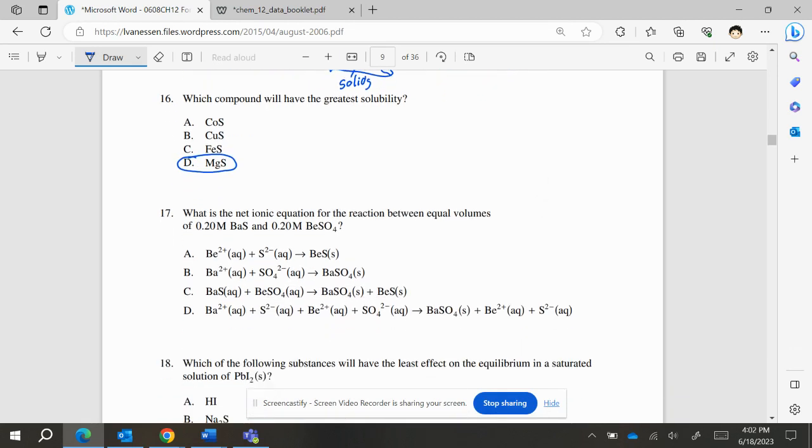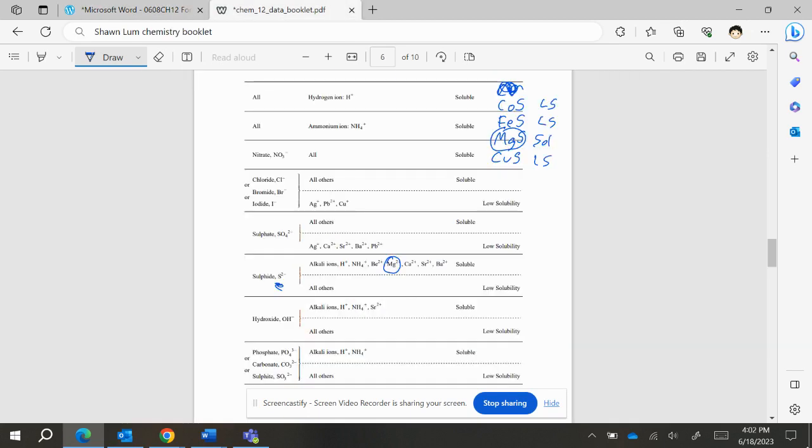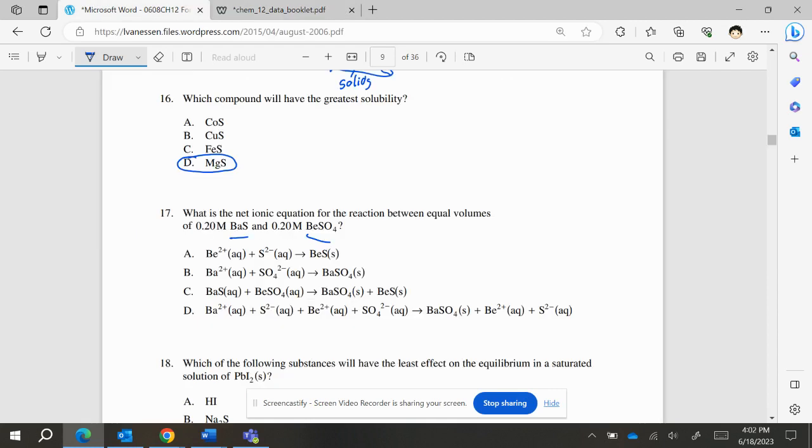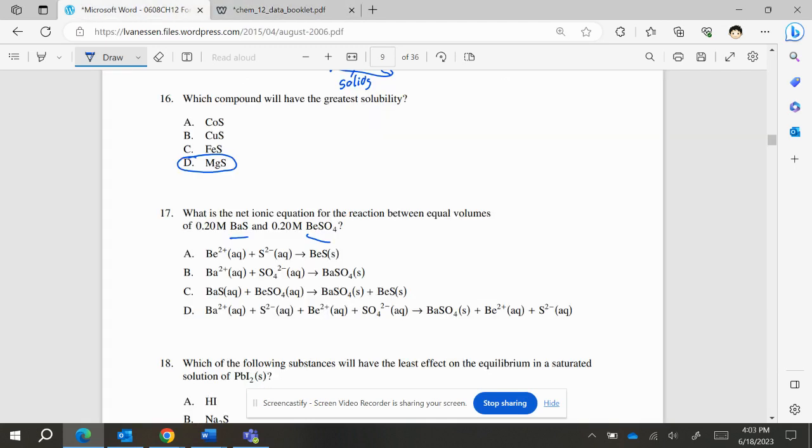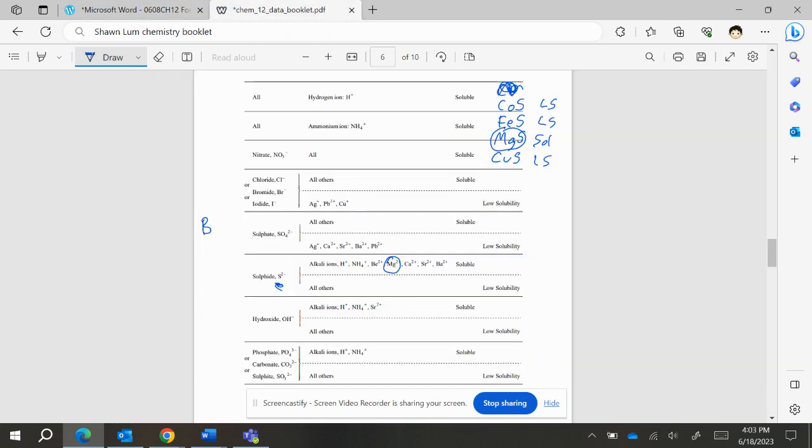Okay, what is the net ionic equation for this reaction? BaS and BeSO4. When we combine these two things, we're looking for what kind of precipitate is going to form. So let's look for it. We have BaS and BeSO4.